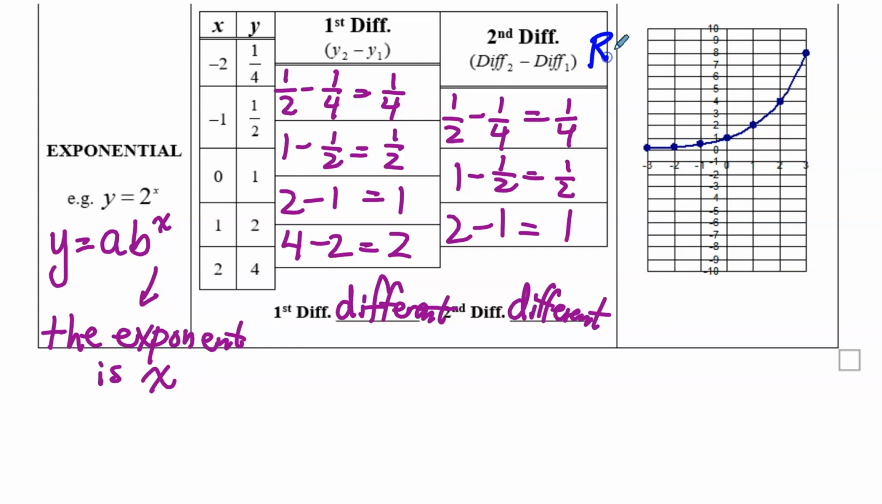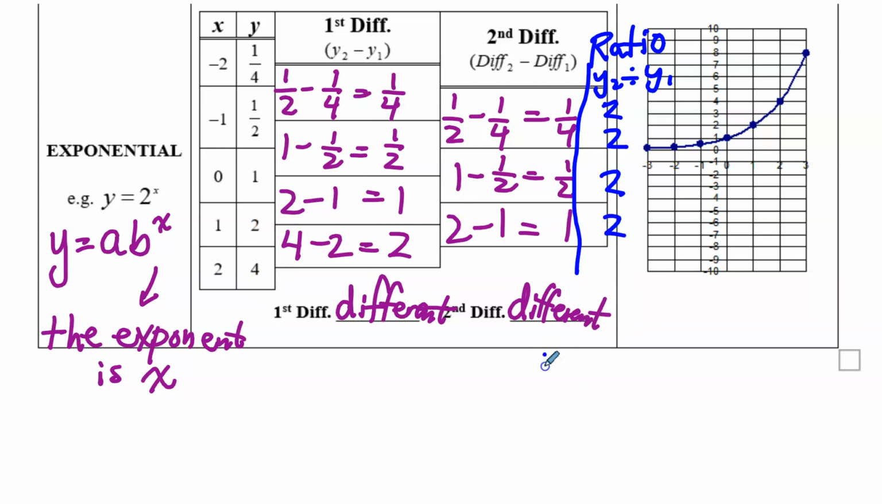Remember we talked about the ratio. Your ratio is your y2 divided by y1. So if we go all the way back to our y's, we are going to do a half divided by a quarter. I'm just going to add an extra row here. A half divided by a quarter is 2. 1 divided by a half is 2. 2 divided by 1 is 2. And 4 divided by 2 is 2.